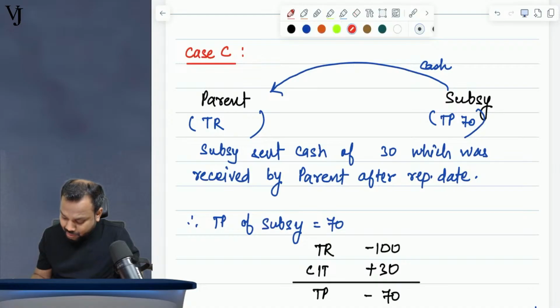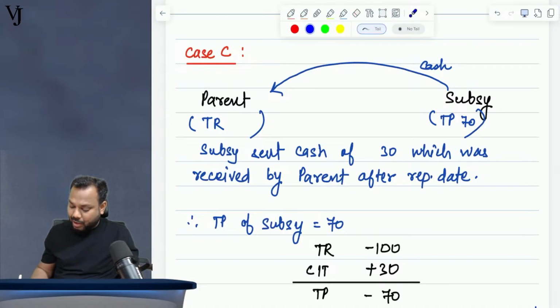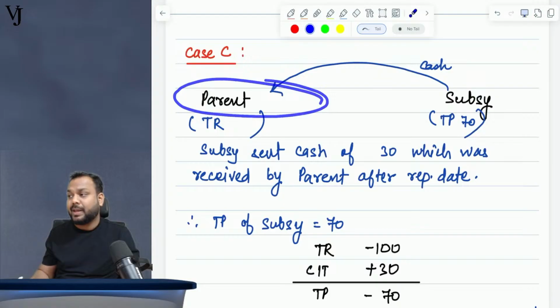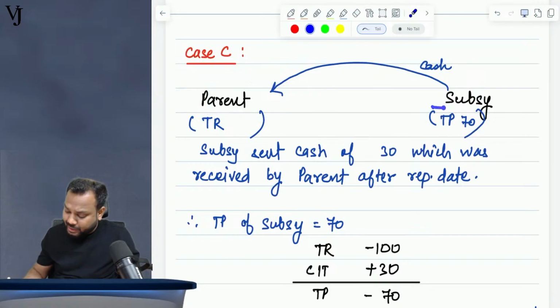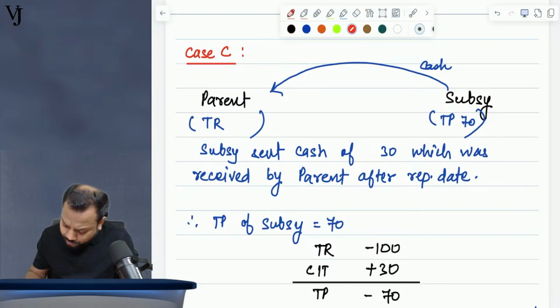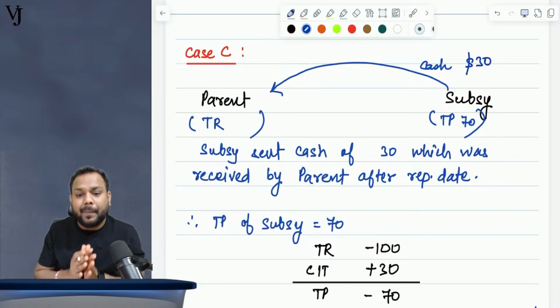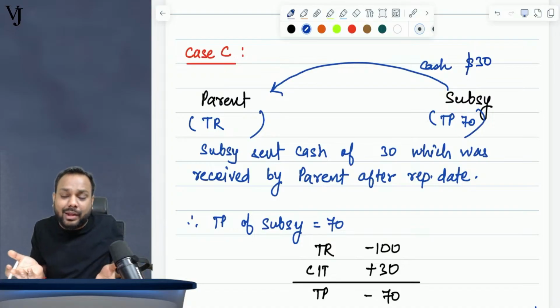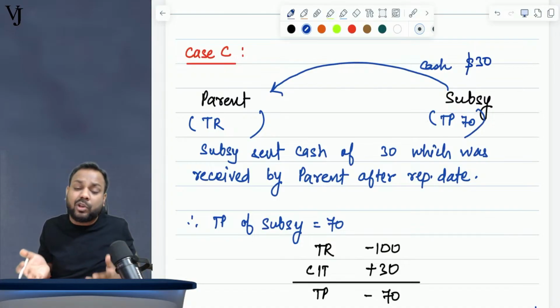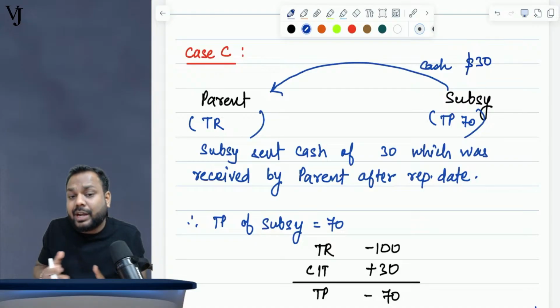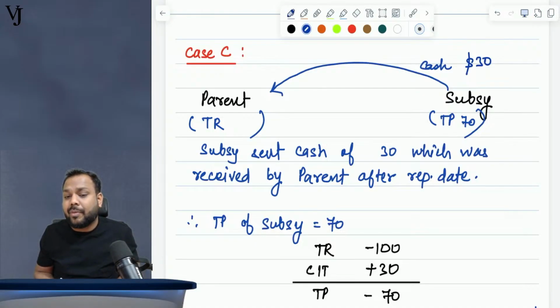Now understand, parent has to receive certain money from subsidiary, and subsidiary has to pay an amount of money to parent. Subsidiary has already paid cash of $30 to parent, which parent has not recorded, because parent has not received it by the reporting date. Then what will be the trade receivable of parent?